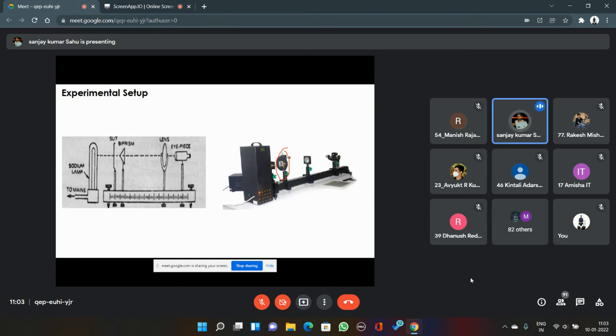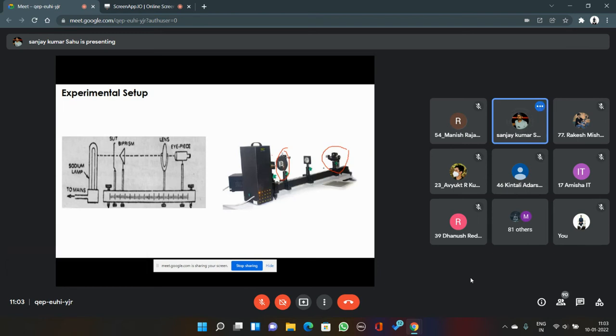Now using this biprism you are obtaining two virtual sources, just above and below this main source. Those virtual sources are supposed to generate an interference pattern. That interference pattern can be observed by using this microscope. There is a microscope here over the optical bench, and that microscope can be used to visualize that fringe pattern.